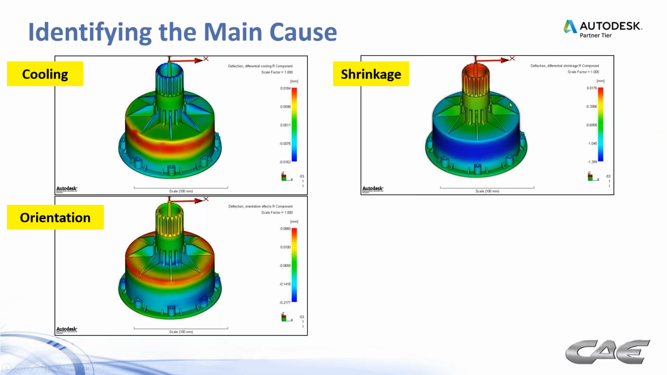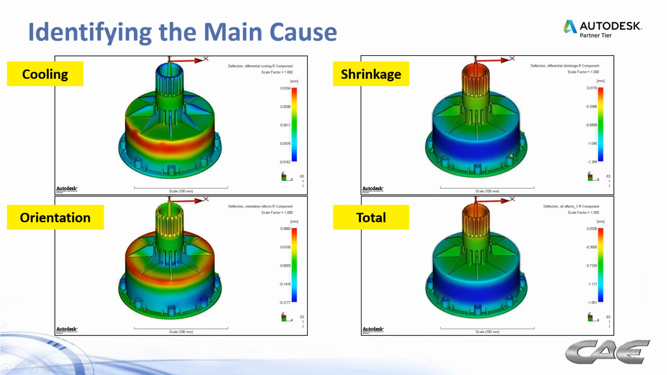But here are the shrinkage effects. Notice the negative number here. This is negative in the R direction, the radial direction, inward. So 1.4 millimeters there. And here's the total deflection. So you look at all these and compare them to the total deflection, which one matches the best? It's clearly the shrinkage effects. So we had to go after the shrinkage effects.